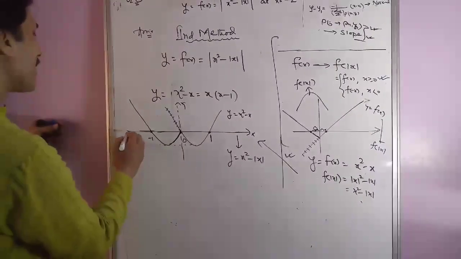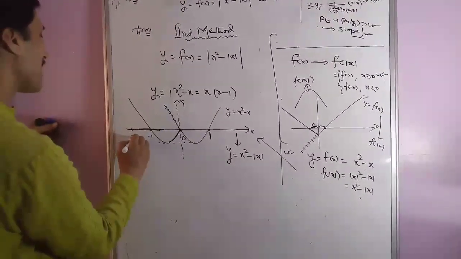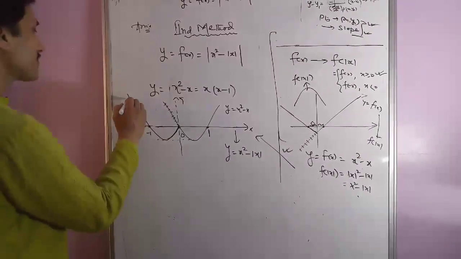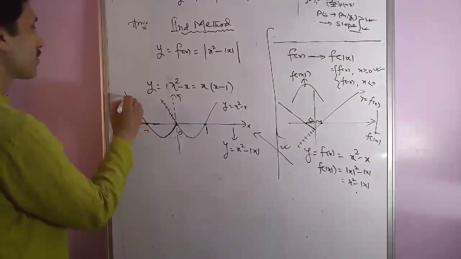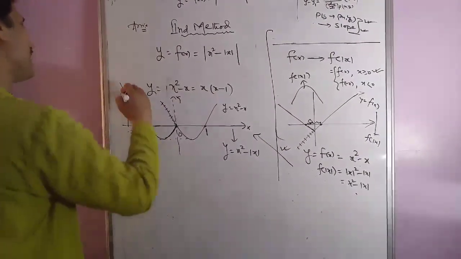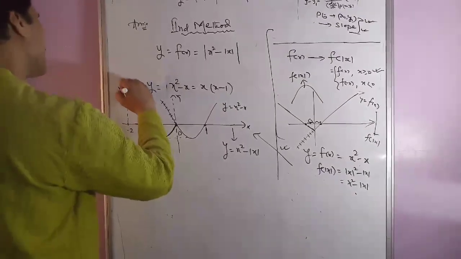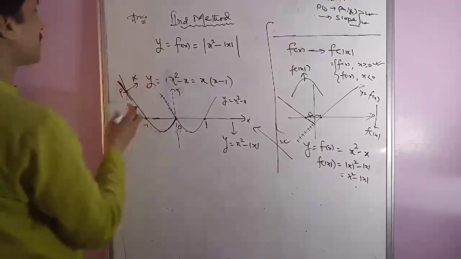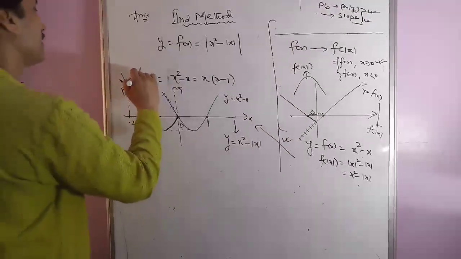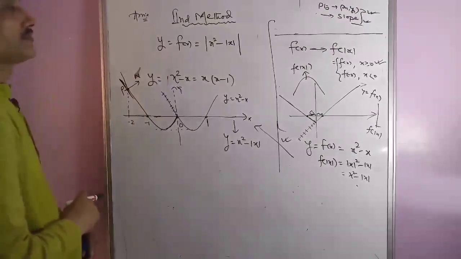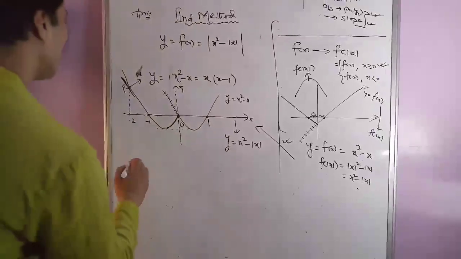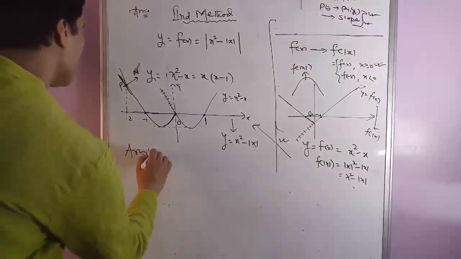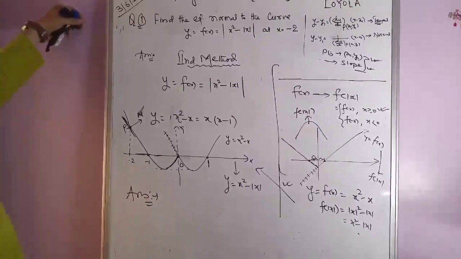Clearly minus 2 is here. This is the corresponding point on the curve. Here the tangent is this and the normal is this. We have to find the equation of this normal. Finally we come to the answer of this question graphically.